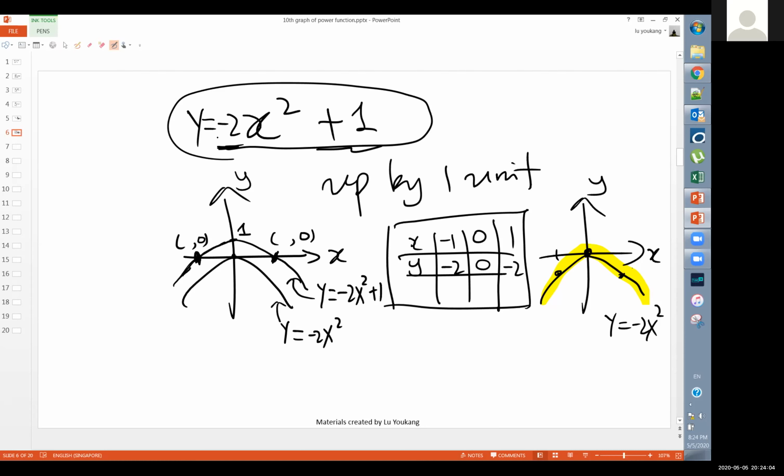So, in fact, I have extended this graph of power function. Not only did I introduce this K, I introduced one more term, plus 1. So what is the effect if I have minus 1? If plus 1 is up by 1 unit, right? Minus 1 will be down by 1 unit. Okay? So, very simple.